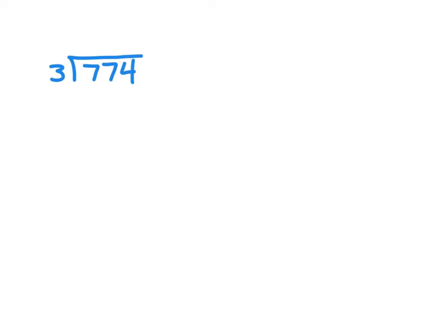Okay, so I'm going to go ahead and look at the first digit here in the hundreds place, which is a 7. And I can distribute 7 into three groups if I put 2 in each group. And 2 times 3 is 6. And I know these are hundreds that I'm dealing with. So I subtract out my 6 hundreds. I have 100 left over. So I'm going to go ahead and start my area model.